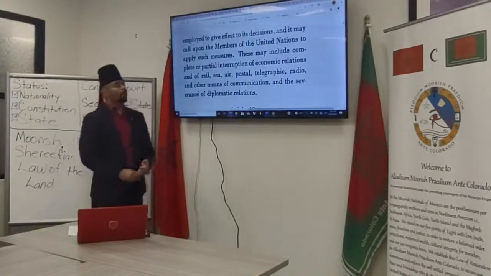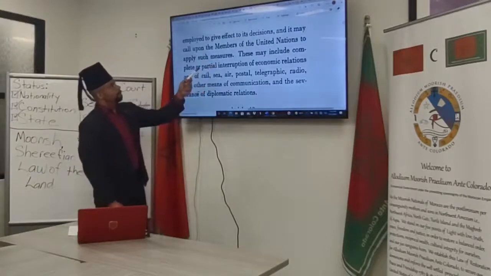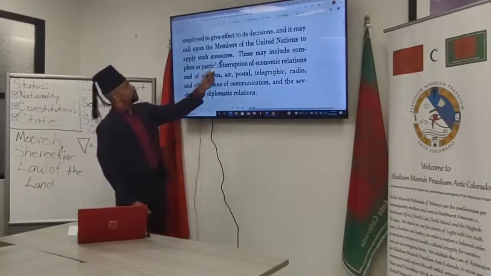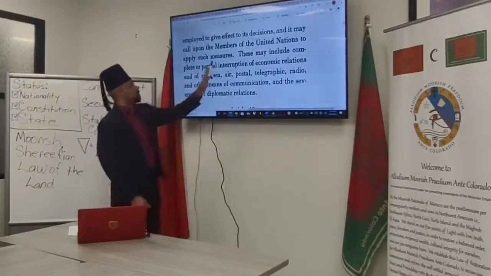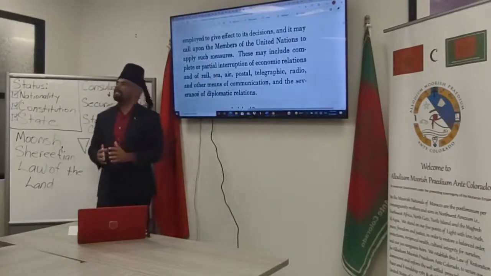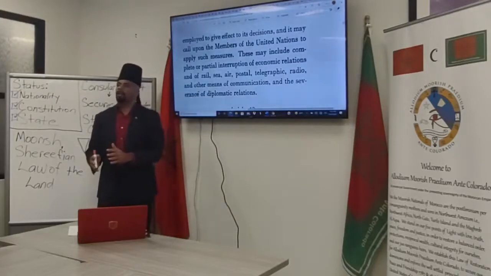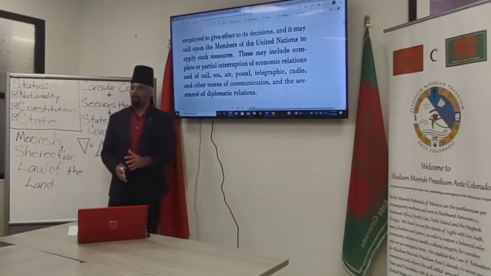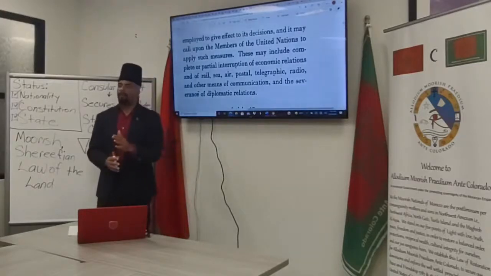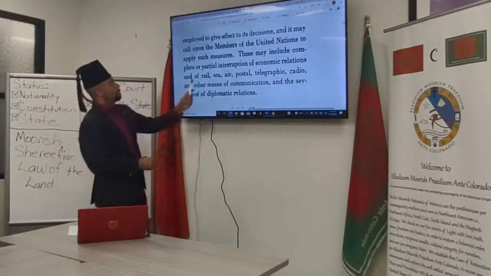Sanctions. Sanctions. What do these sanctions look like? Employed to give effect to a decision, and it may call upon the members of the United Nations to apply such measures. So what do the members of the United Nations do? Other nations come together as a committee, figure out, okay, what should we do about a state that's rogue, that did not listen to the ICJ report? In other words, they vote on it. Okay, watch. What are they voting on?